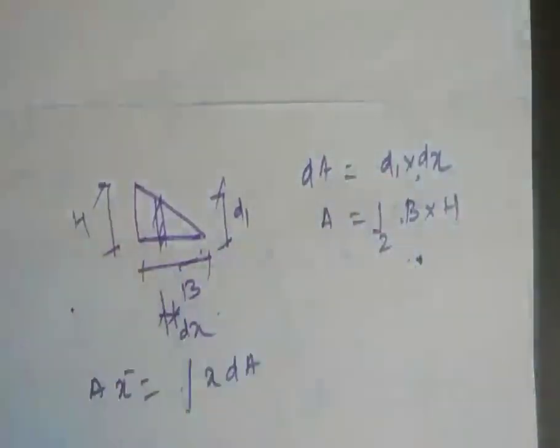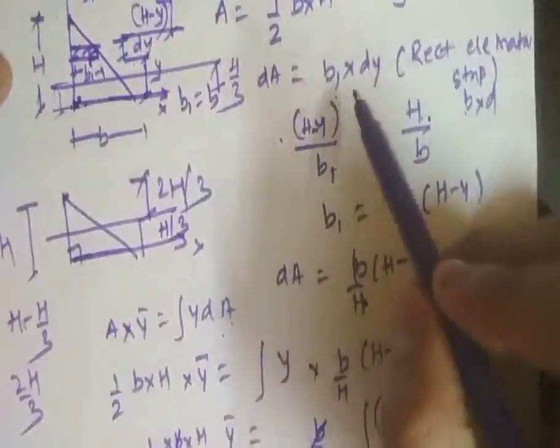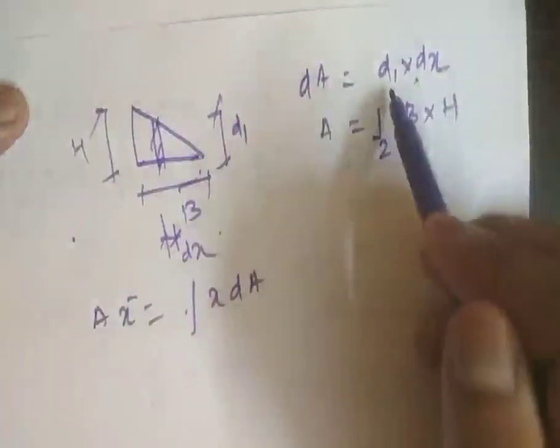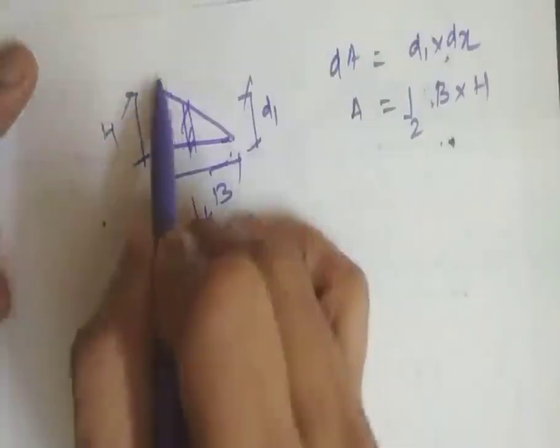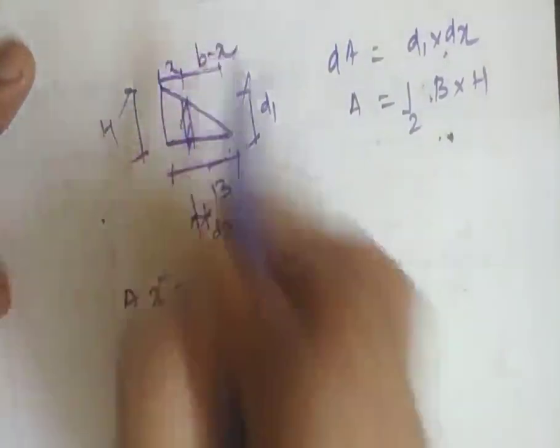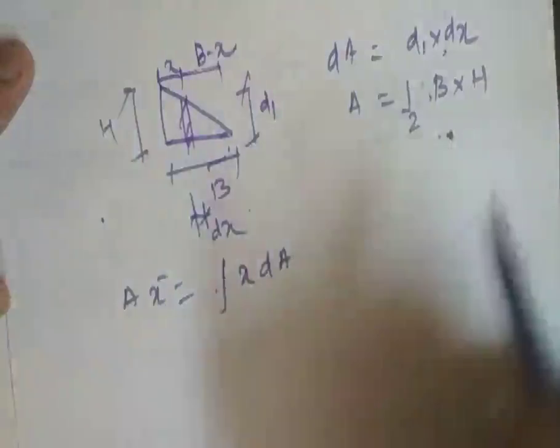Before substitution, I need to express d1 in terms of h, the same procedure we adopted for the expression of b1 in terms of b. So here also we need to express d1 in terms of h. If this is placed at a distance of x, the remaining distance will be capital B minus x.